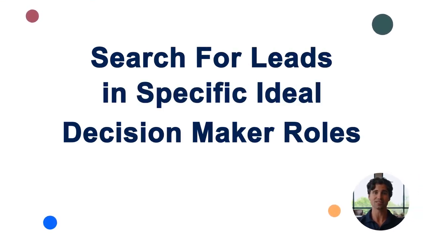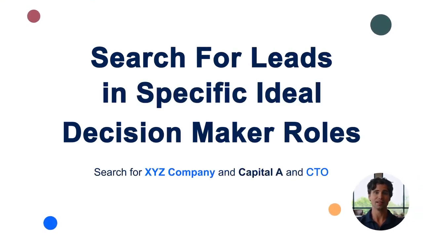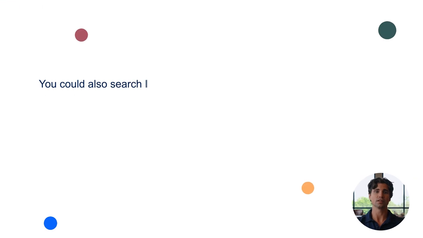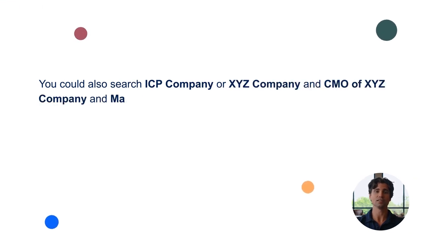That way, on LinkedIn's free tier, you can use strings of Boolean searches to get leads who match your ideal persona. For example, you can search for leads in specific ideal decision maker roles, like searching XYZ company and CTO, if you're looking to find the CTO, who's your ideal decision maker at a specific company that fits your ICP that you've identified. You could also search XYZ company and CMO, or XYZ company for a marketing manager, whatever you're trying to target through Boolean search, and we'll get into it more.